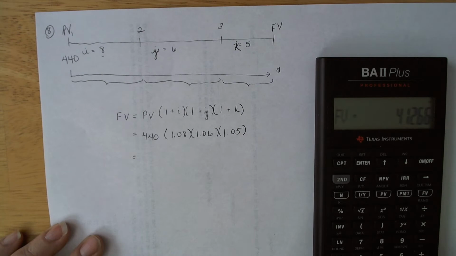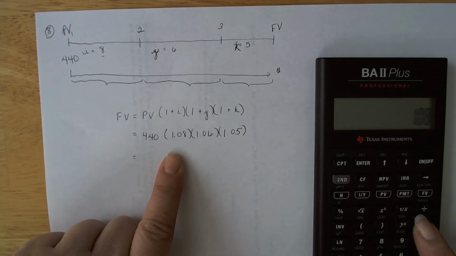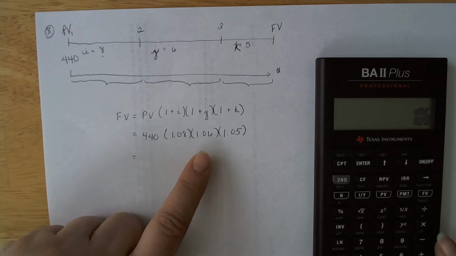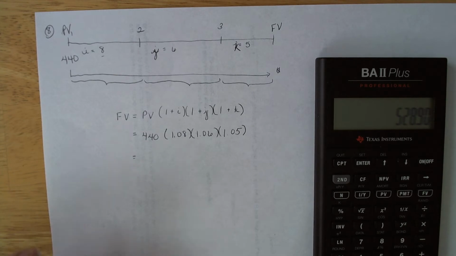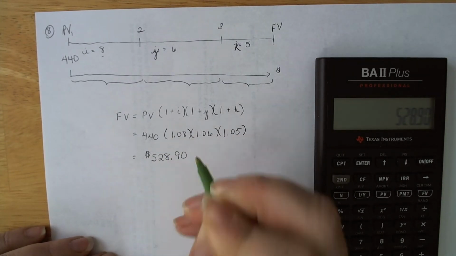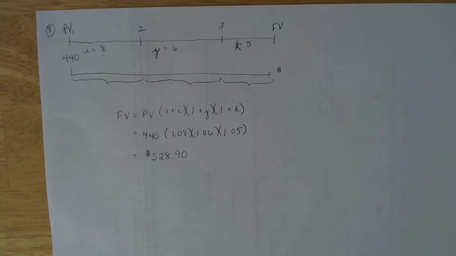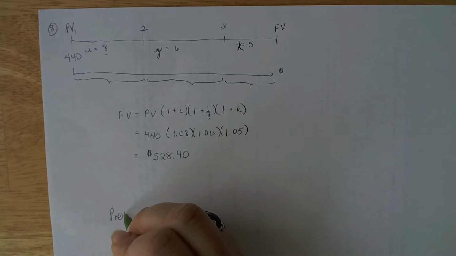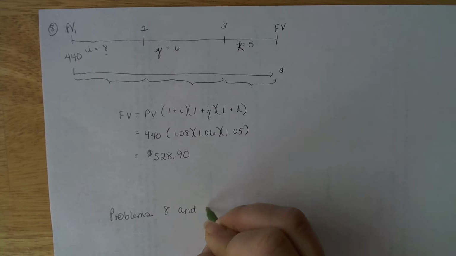And I would recommend that you start with your interest rates. 1.08 times 1.06 times 1.05 times 440 to give us the answer, $528.90. And that is the easiest way to work that problem. And this problem covers 8 and 9.